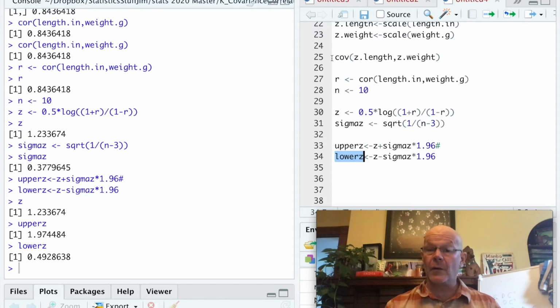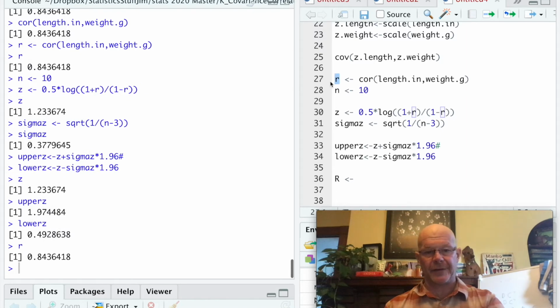And so now let's go ahead and we'll back transform. I'm going to call this capital R just so we can keep track, right? Because I don't want to overwrite this because I'm so thrilled about this correlation of 0.84. I want to find some way to make that object permanent in my computer forever. I'm so happy with it.